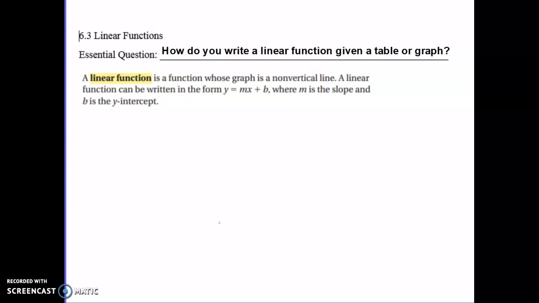Hi everybody, today we're going to go over lesson 6.3, linear functions. Our essential question for today is how do you write a linear function given a table or graph? Go ahead and pause the video if you need to write this down.